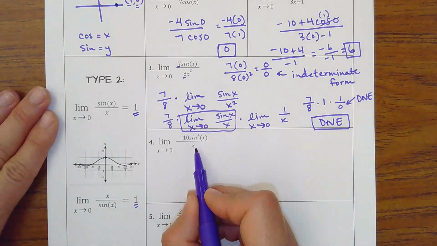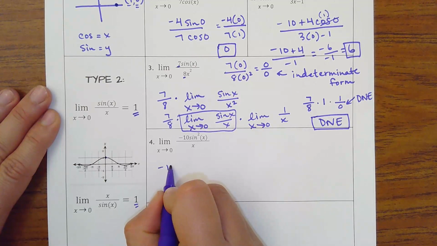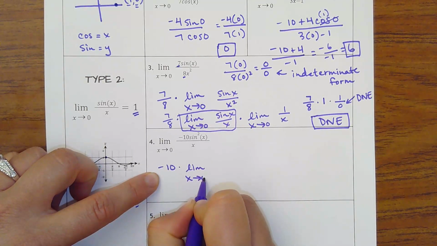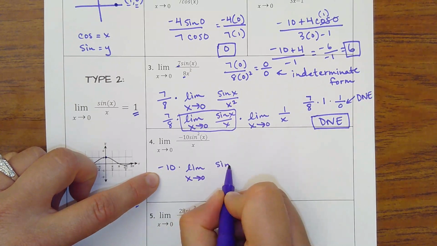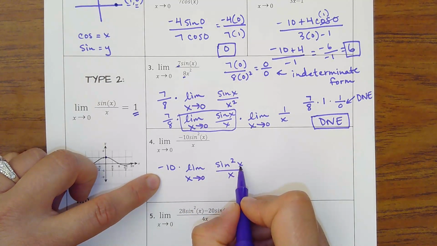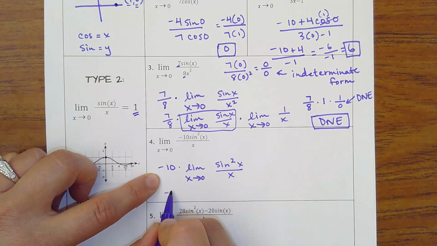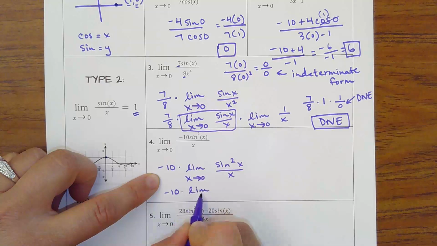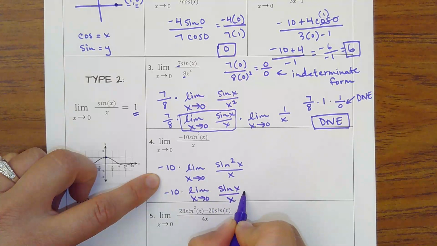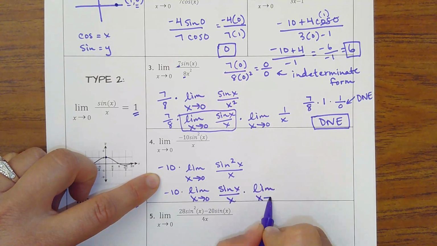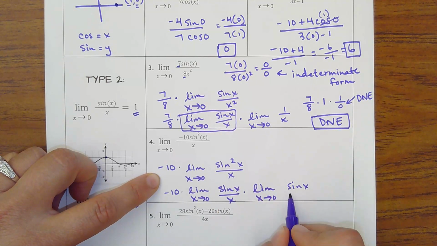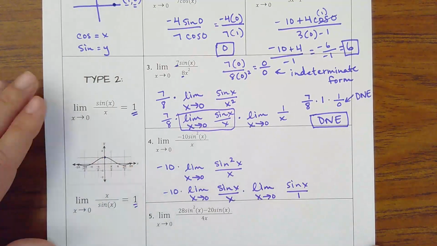Again, we're close. I'm going to take out that negative 10 so that I have negative 10 times my limit as x approaches 0 of sine squared of x over x. I don't want sine squared, I want just sine. So I'm going to split that up again so that I have a sine of x over x times the limit of, I needed another sine of x, so that these got multiplied to make the sine squared, and just put it over 1 or just leave it.